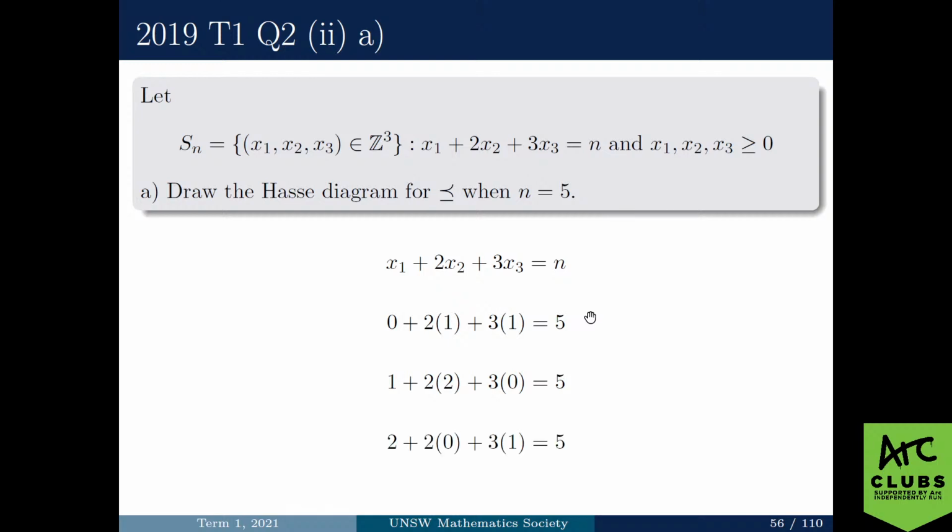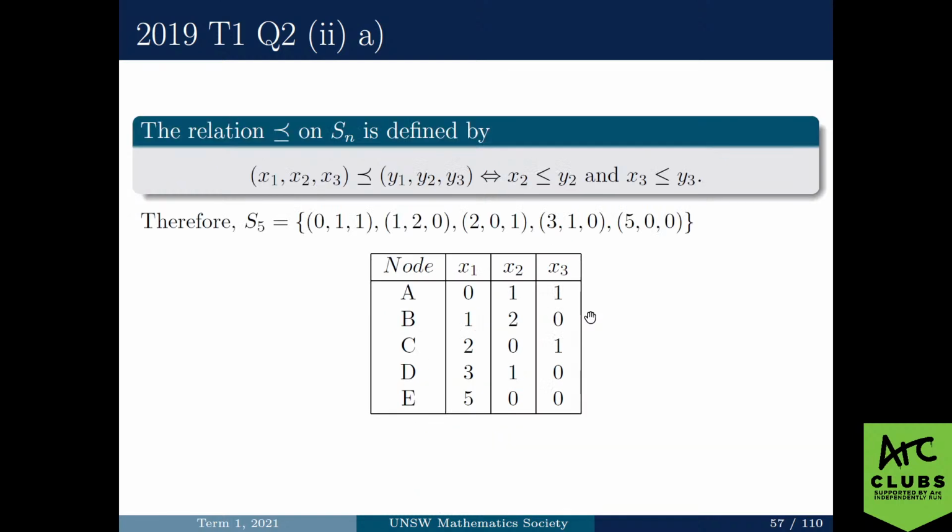And so if we find the remaining tuples, 2, 0, and 1, and also 3, 1, and 0, we can conclude that our set is actually this: 0, 1, 1; 1, 2, 0; 2, 0, 1; 3, 1, 0; and 5, 0, 0. Okay? Does anyone have any questions on how I found that set? No? Okay, all good.